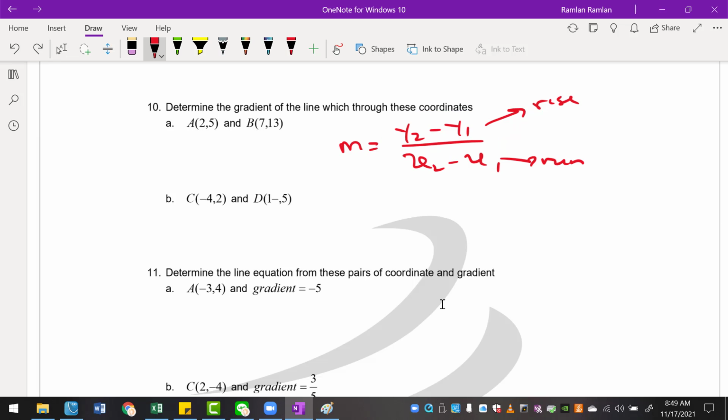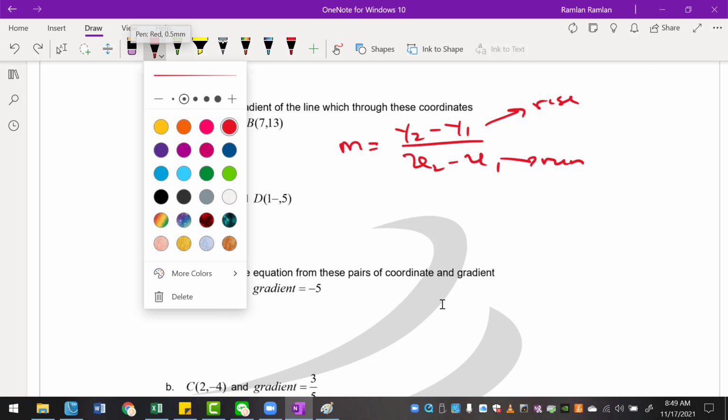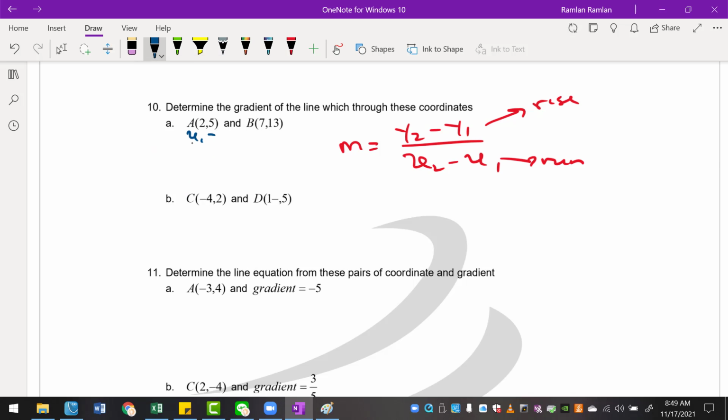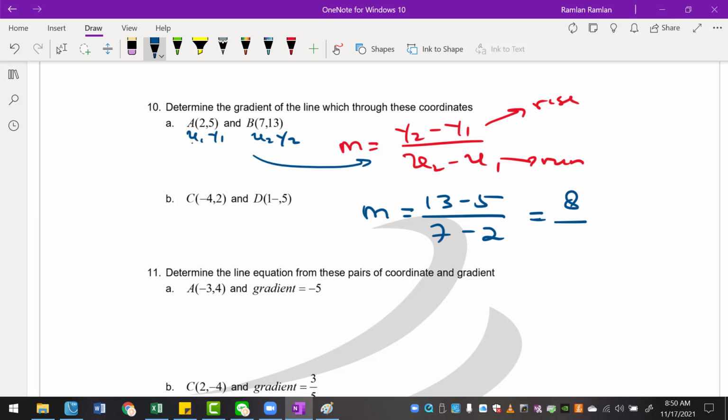Okay, so let's determine which one is x1 and y1 and x2 and y2. I'm going to use this one as x1 and y1, and this one is x2 and y2. So we can just plug those into the formula. We'll get m equals 13 minus 5 over 7 minus 2. 13 minus 5 is 8. Sorry, 7 minus 2 is equal to 5. So there we go.